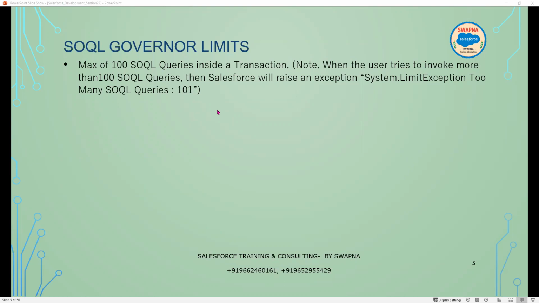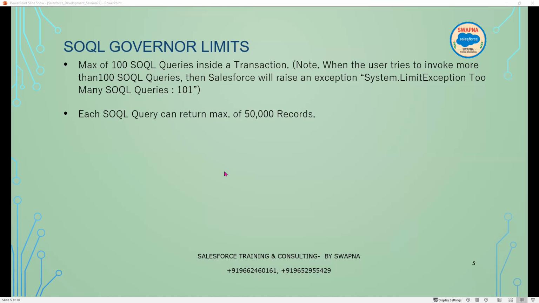Now, each SOQL query can return a maximum of 50,000 records. That means in a single transaction, we can have a maximum of 99 SOQL queries. As soon as you reach 100, if there are more than 100 SOQL queries, an error will be received.